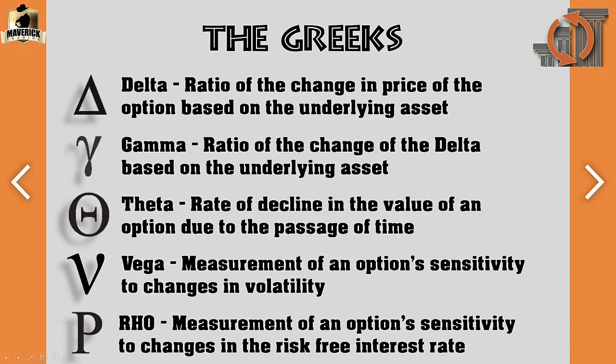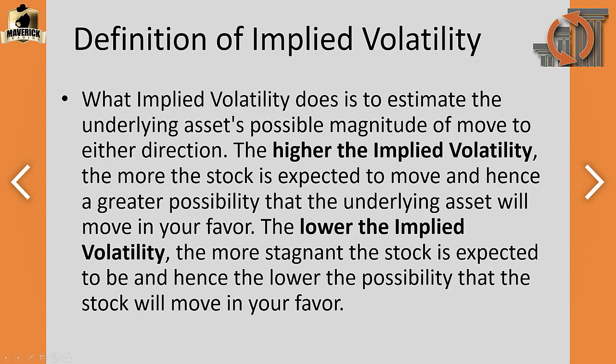And implied volatility is part of the Greeks. So the Greeks, we have delta, we have gamma, we have theta, we have Vega, and we have rho. So implied volatility is part of Vega. Vega is the part that measures volatility. And implied volatility is a different kind of volatility than just normal straight volatility.